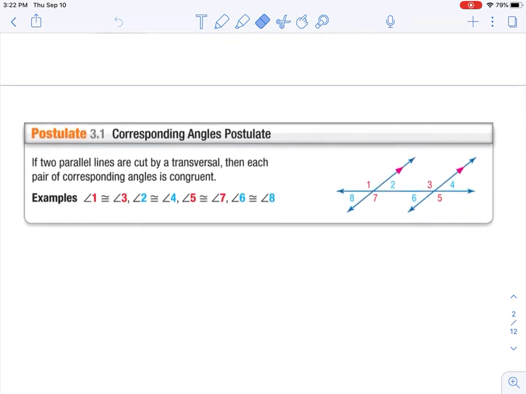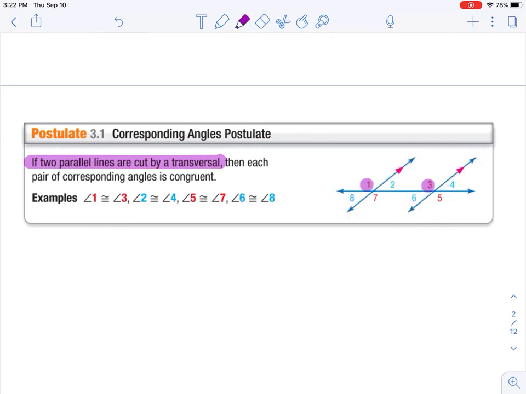Our corresponding angles postulate, I would say, is the second postulate or theorem idea that we have learned so far this year. If two parallel lines are cut by a transversal, then each pair of corresponding angles is congruent. Notice we must have two parallel lines cut by a transversal for anything to follow to be true. So we have our parallel lines cut by a transversal. That means the corresponding angles are congruent.